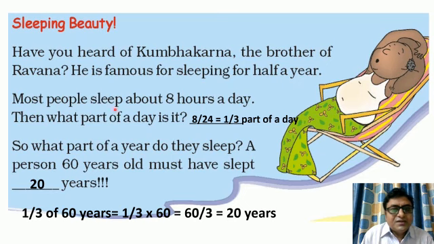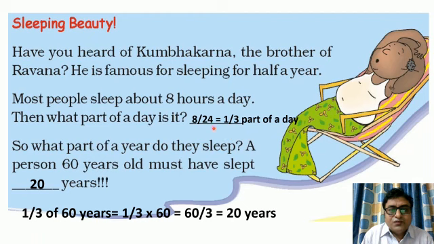Most people sleep about 8 hours a day. Then what part of a day is it? So 8 hours a day means out of 24 hours, 8 by 24 is the part of a day we spend for sleeping. So if you simplify it, it will become 1/3 part of a day.